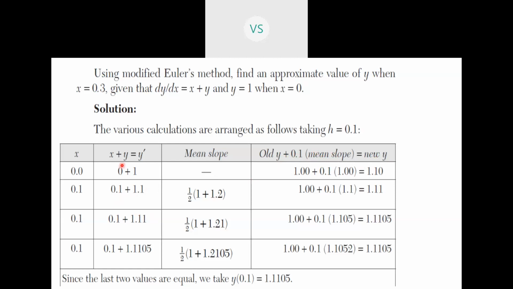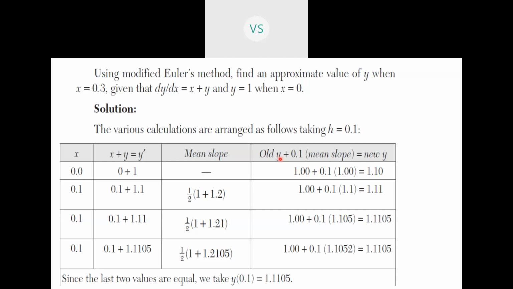Now here, when x is equal to 0, we'll start from the first. The initial value of x is 0, the y value is 1, so x plus y we are getting as 1. For the first initial condition, we are not finding the mean slope. The mean slope is what we use in modified Euler's method, when we apply the modified Euler's formula.